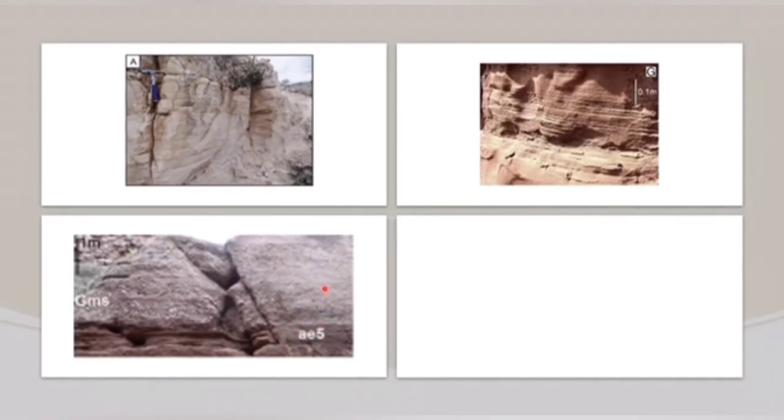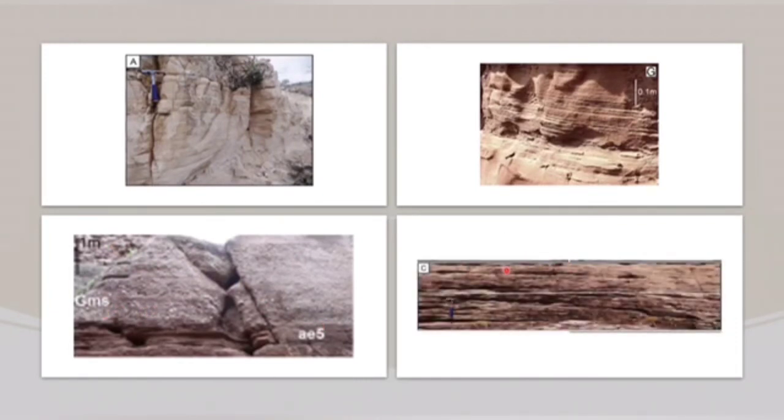You can see that the sets are salmon pink in color, and you can see that it is more well sorted rather than this part over here, which is the GMS facies. Okay, for the last picture, it shows the limit of the low angle cross-bedded sets. So the white line over here was actually the set boundary.